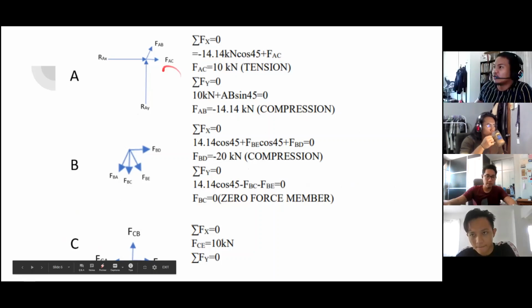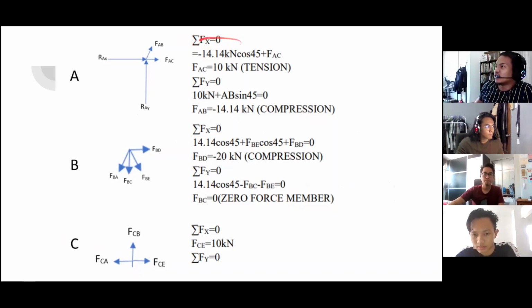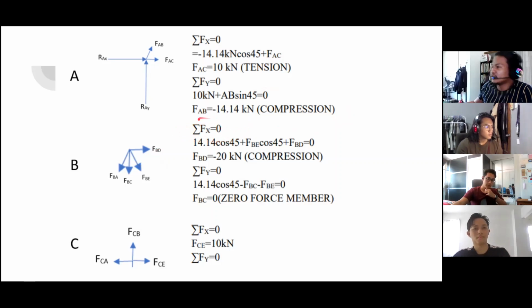The horizontal component is in equilibrium. All of the forces in the horizontal component sum to 0, so we equate that. We get FAC is 10 kilonewton in tension. Then we calculate FAB, which we got in compression. Same goes for the other forces; we calculate them one by one.